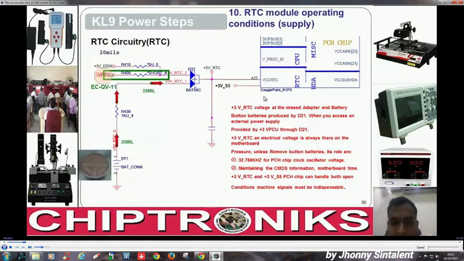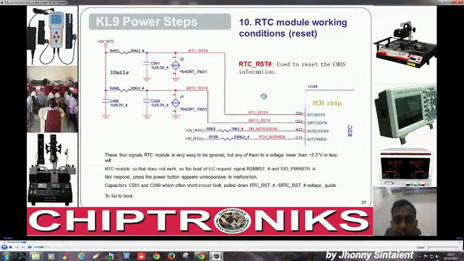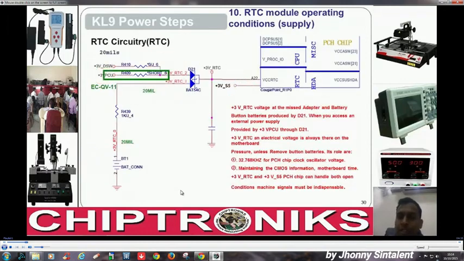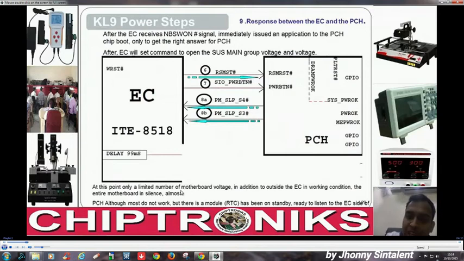In the next slide we see these four signals. They seem to be unimportant, and it's very easy for people to neglect them. But mind it, if these four signals go below 2.5 volts, then this PCH will become unresponsive, and there would be no SLP_S4 and SLP_S3 signals out from this PCH. This is the only case that can happen.